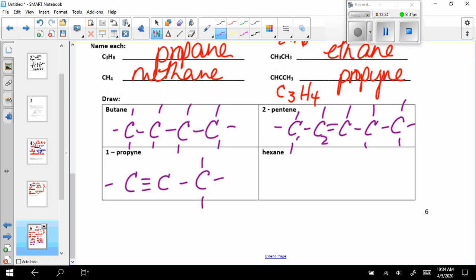There we go. Hexane. So hex is 6. 1, 2, 3, 4, 5, 6. All single bonds. So I go through and I just put my H's on. Oops, sorry, that got a little messy.